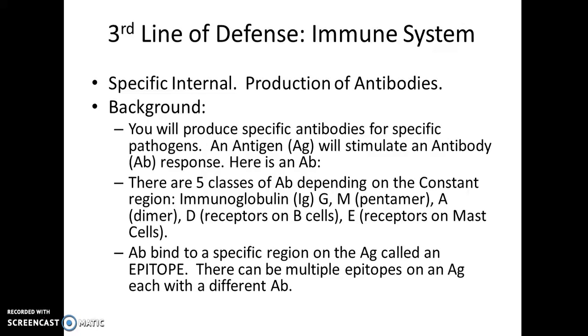Now, antibodies bind to a specific region on the antigen, and that is called an epitope. So on one antigen, there can be many different epitopes where different antibodies bind.